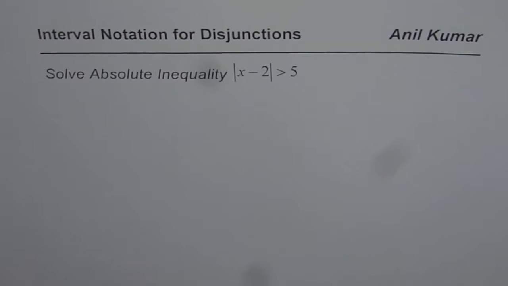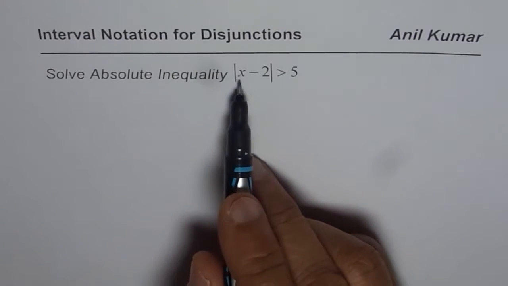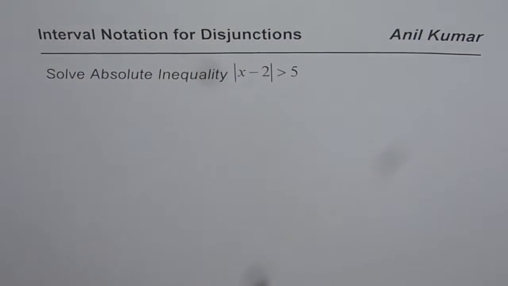I'm Anil Kumar, and this is a very interesting topic. We are going to discuss interval notation for disjunctions using absolute inequality. The question is, solve the absolute inequality: absolute value of x minus 2 greater than 5.